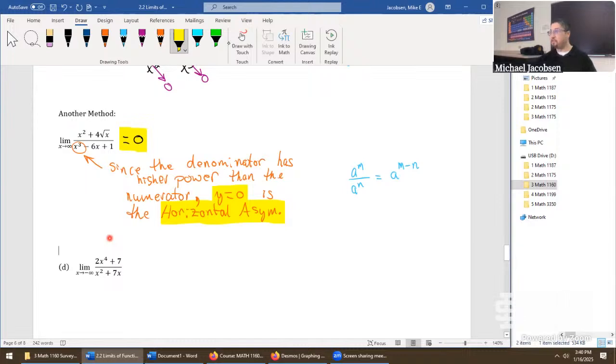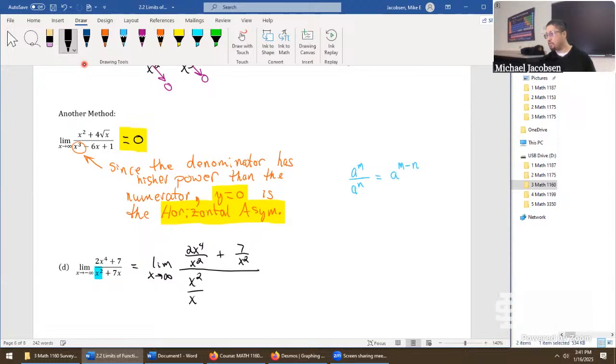Let's try our author's method just one more time, and we'll call this one the last problem of the day. Any other questions at the moment? Okay, so here's what our author would do. Once again, go to the denominator. The highest degree term is x squared down there. So we'll take the limit as x runs to infinity and divide 2x^4 by x squared, and 7 over x squared. Down below, it's x squared over x squared plus 7x over x squared.